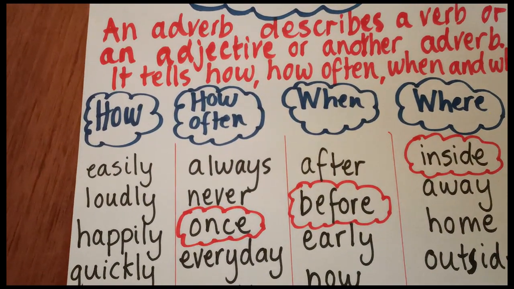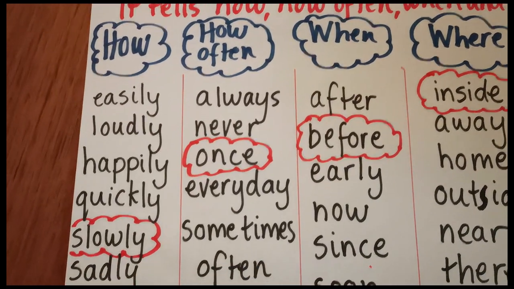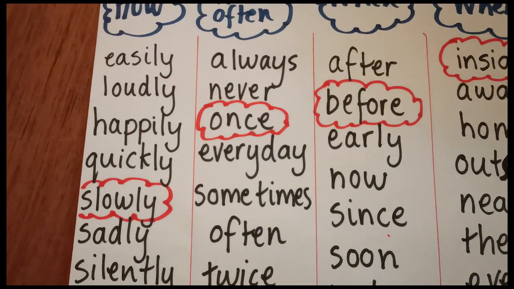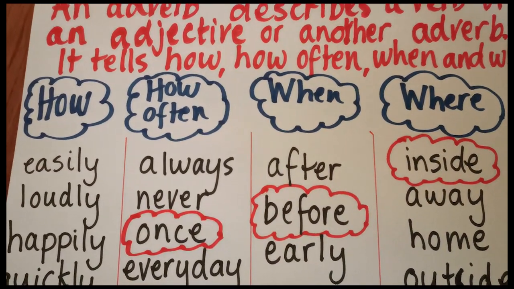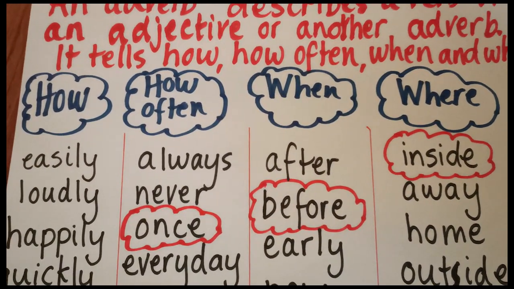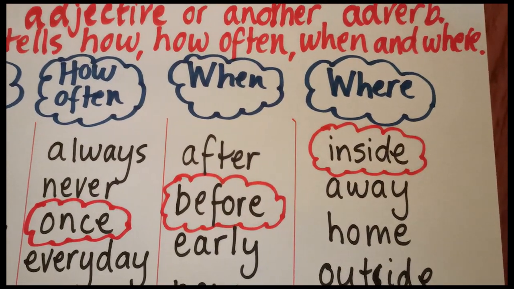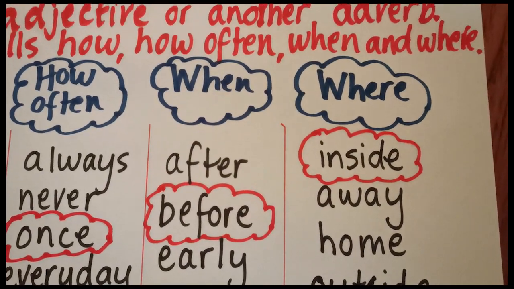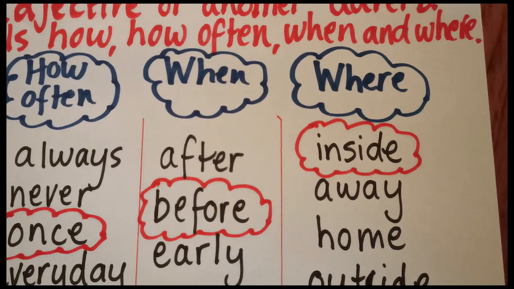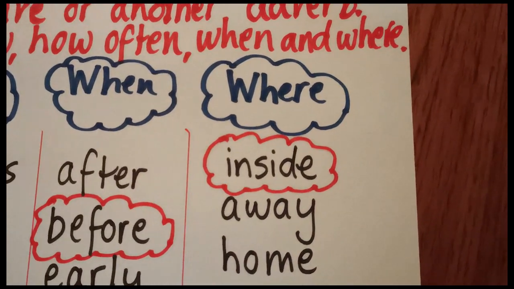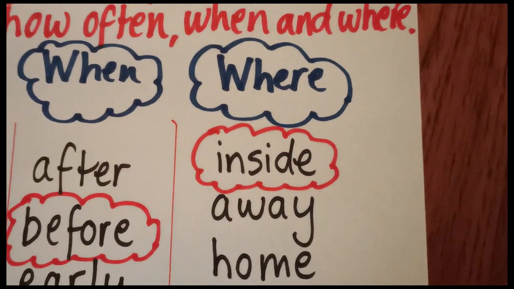So for your procedure writing, if I'm making Anzac biscuits, I might need to stir slowly. I might need to sift the flour once, telling me how often. And telling me when to do something, I might need to grease the tray before I put the cookie dough on the tray. And to tell me where, I'm going to put that tray inside the oven.